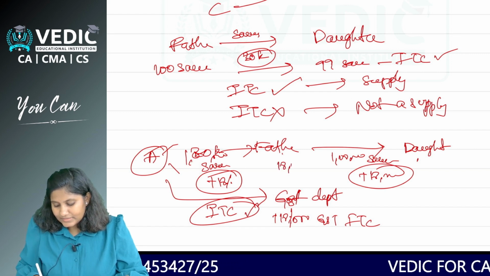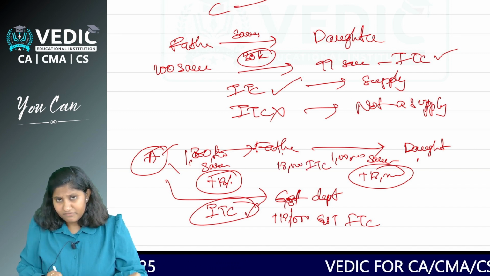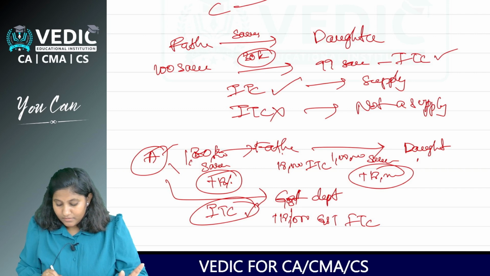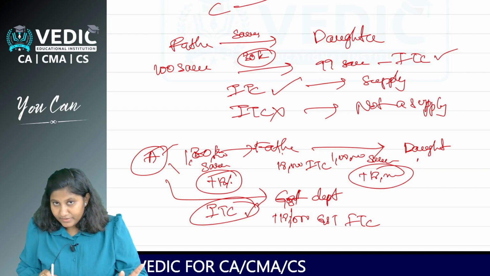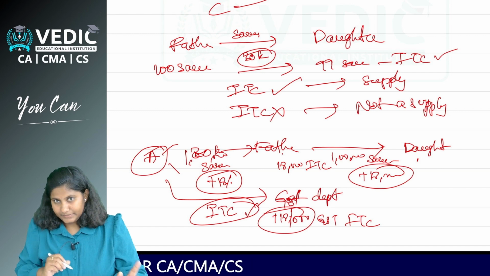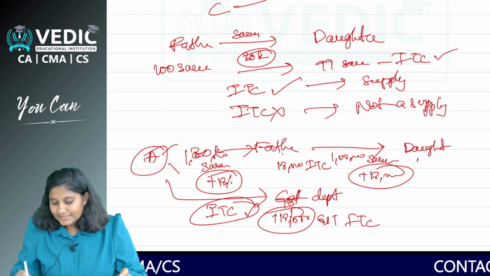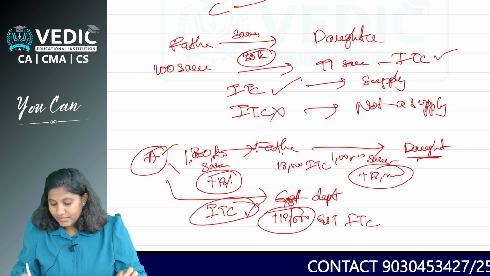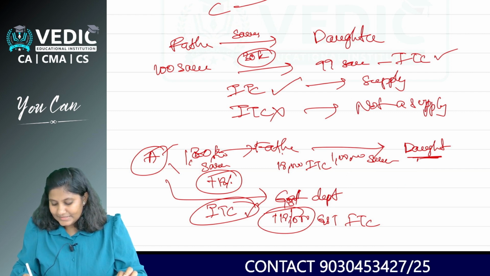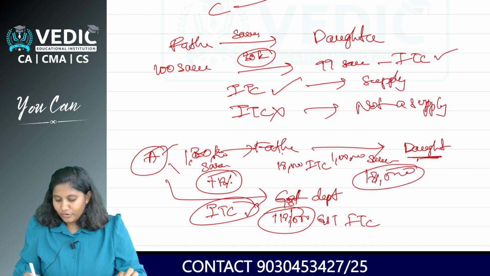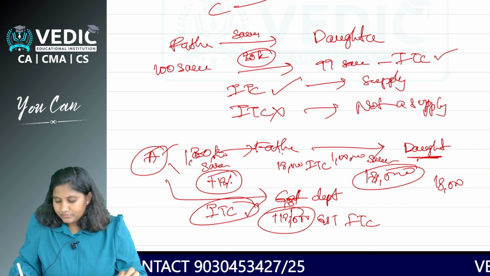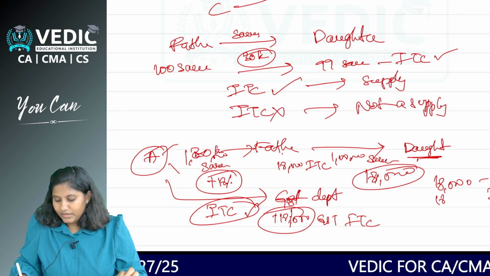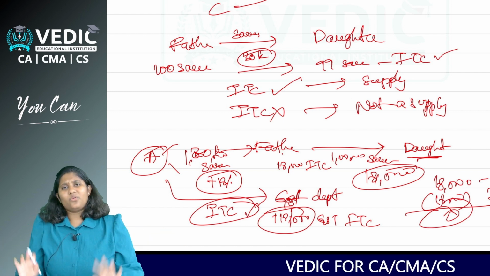My father already has 18,000 ITC, which he already paid to this A person. My father is the buyer, A is the supplier. Supplier A collected 18,000 from my father and deposited it with the GST department. Clear till there? Then when he transfers that 1 lakh rupees saree to me, his daughter, he has to pay GST. The same amount of 18,000 is his output tax liability. This is a liability, and how much input tax credit does my father already have? Basically zero, it's nil effect.